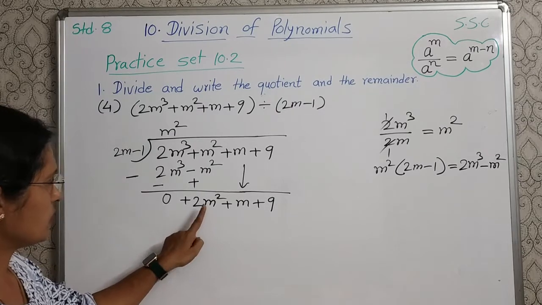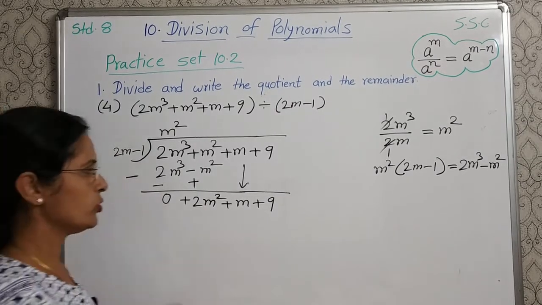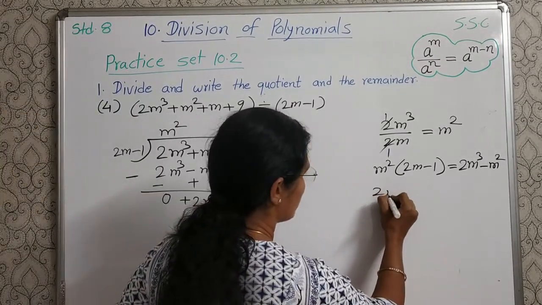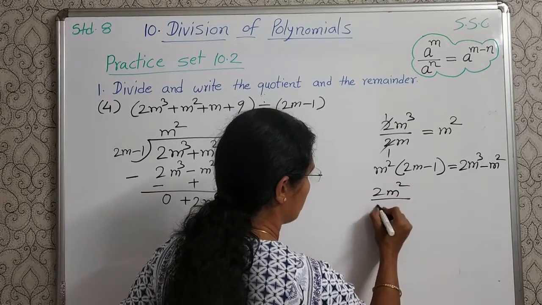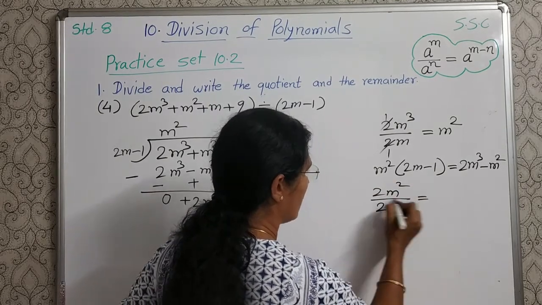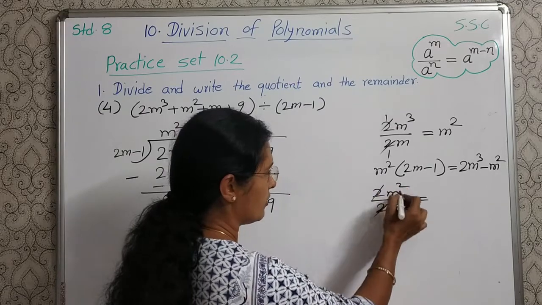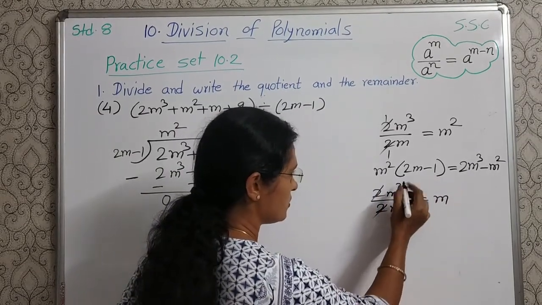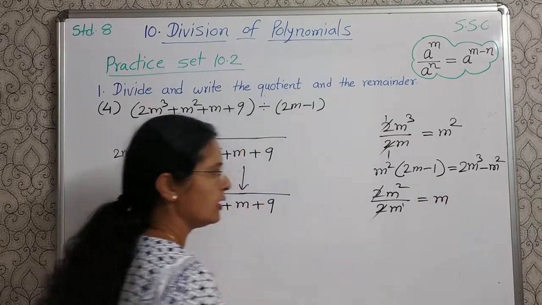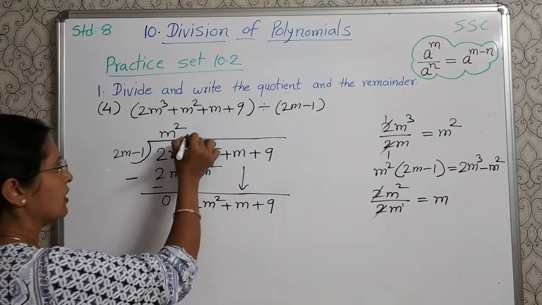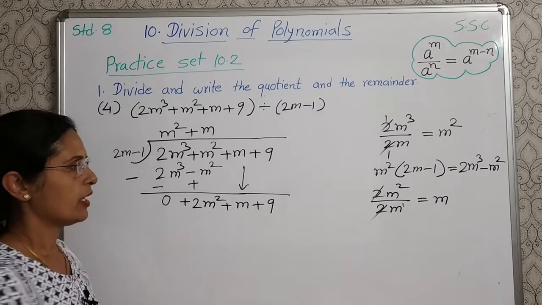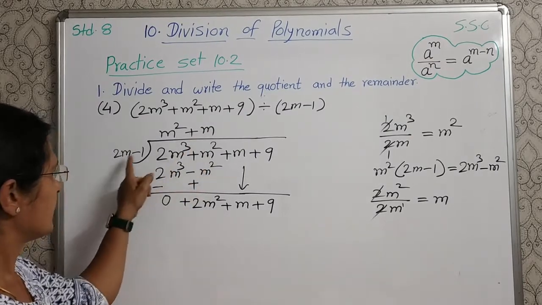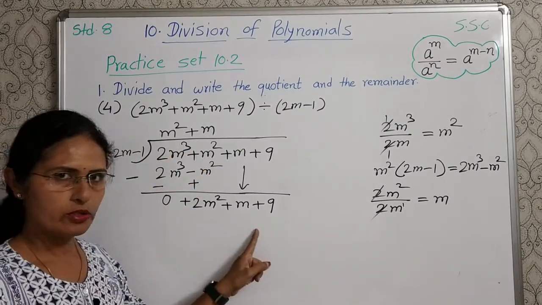Now take this first term 2m square and divide it by 2m. So 2m square by 2m. Now 2 will get cancelled. M square by m is m. 2 minus 1 is 1. So m raised to 1, that is m. M is the quotient. Write the quotient here and now multiply. So we'll directly multiply here and write the product here.